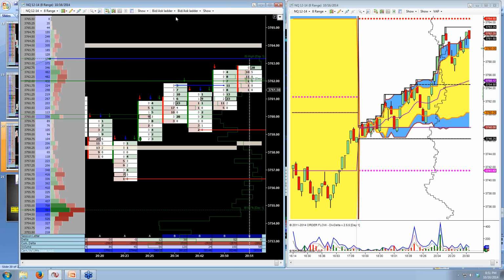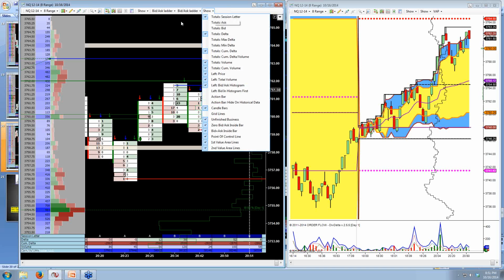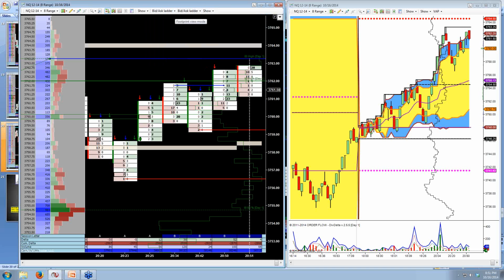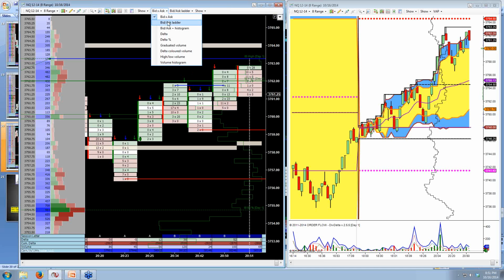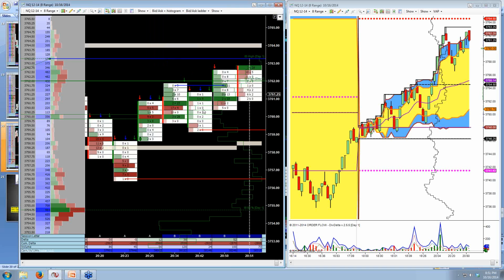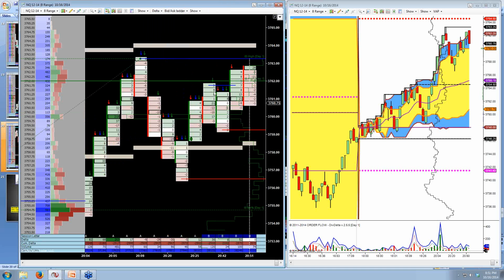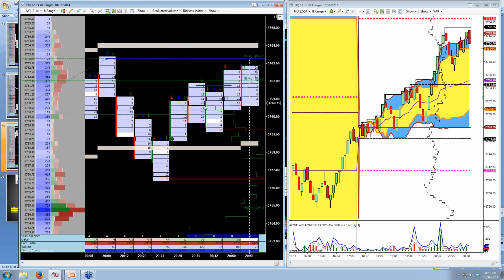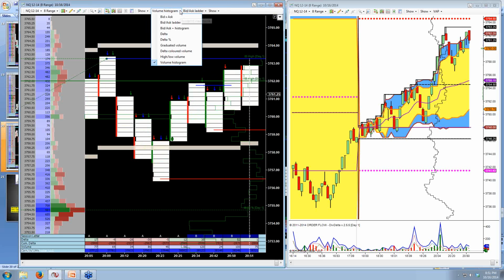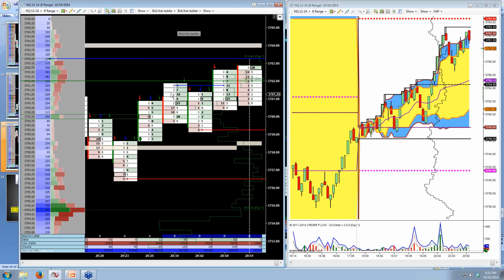And then you have cumulative volume. Let me just show you a couple of these options here. You can choose how you want to look at this. This is how I like to look at it. But you can choose to look at it bid times ask. You can look at it as a bid-ask histogram. You can look at it as the delta. You can look at it as delta percentage, graduated volume. These would be colored based on which price levels had the higher volume, delta colored volume, high-low volume, and volume histogram. Well, there's not going to be much on that. But this is just my preference. I do best looking at it like that.